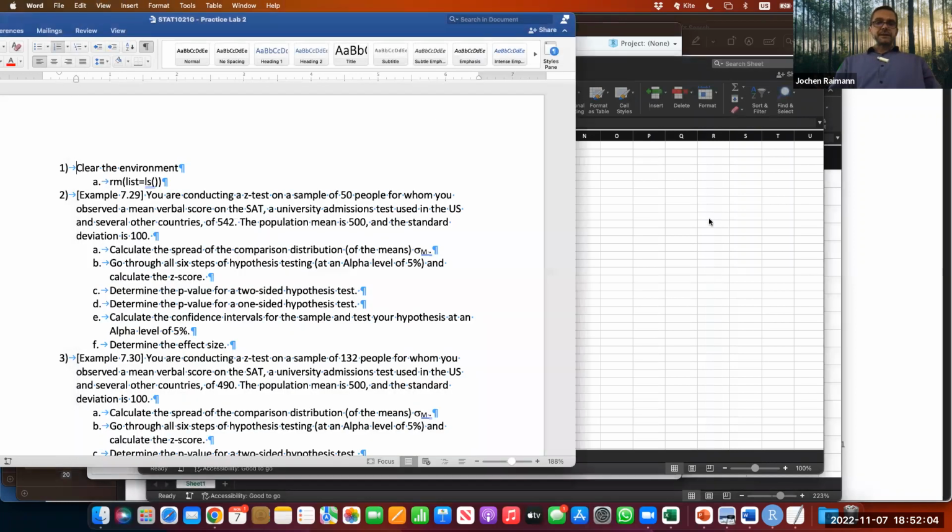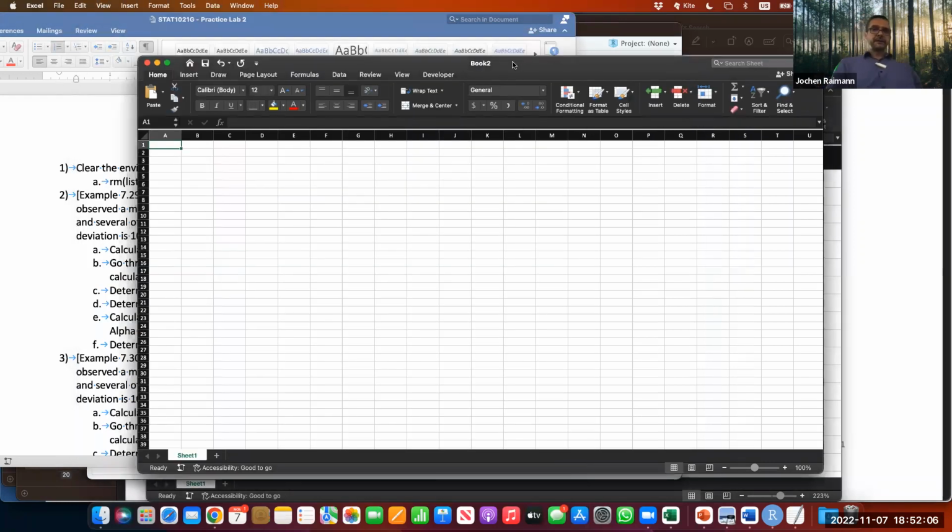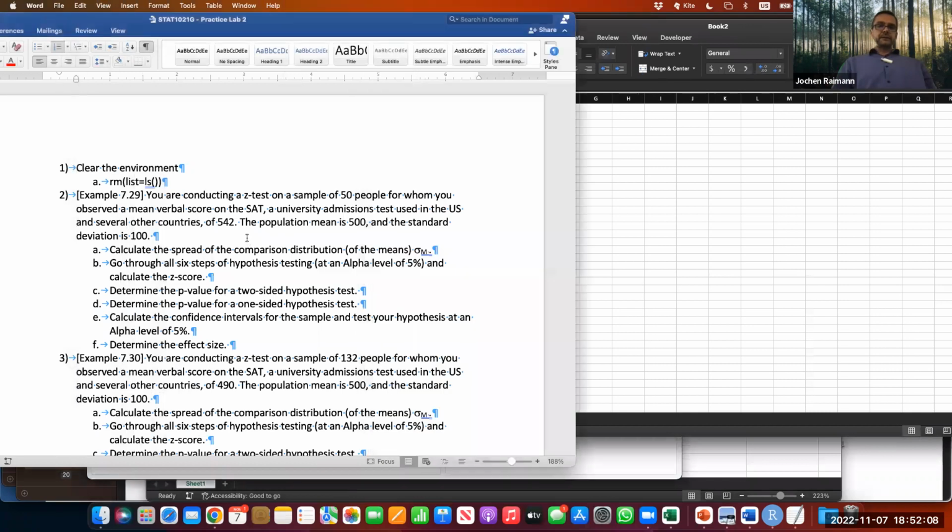Okay, so the example here is we have a sample of 50 people for whom you observed the mean verbal score on the SAT, the university admission test in the US, of 542. So your sample mean is 542.